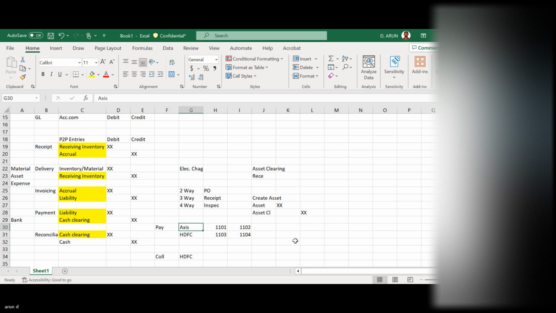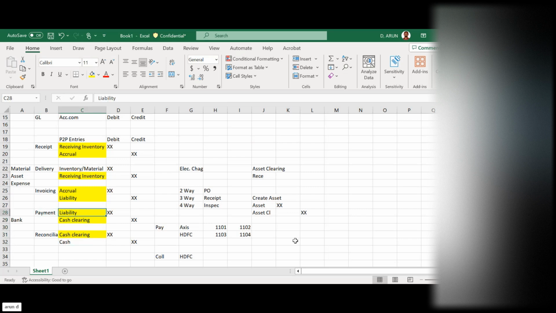Let's say in this case I'm using Axis Bank, so I will have this account created. This account is stored at the bank account level, both the clearing and the cash accounts.